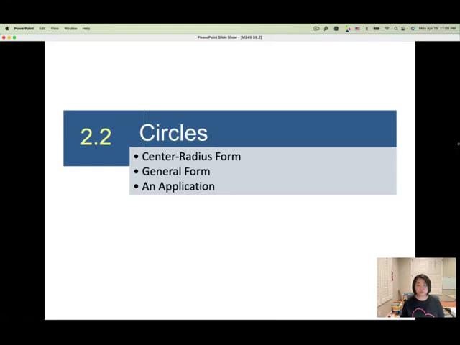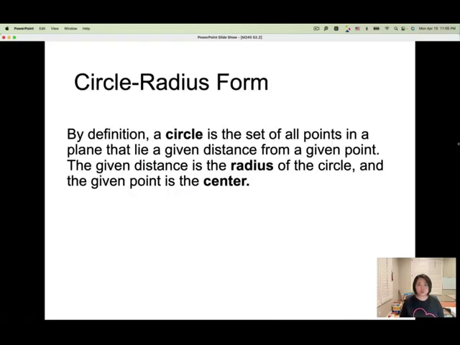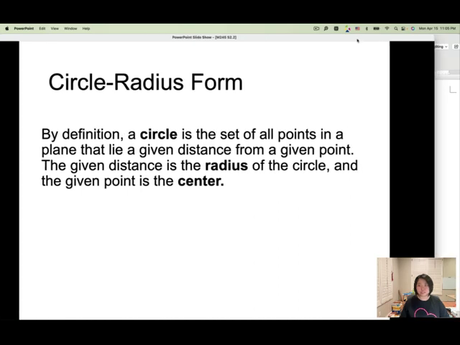Section 2.2 Circles. Circle radius form. By definition, a circle is the set of all points in a plane that lie a given distance from a given point. The given distance is the radius of the circle, and the given point is the center.